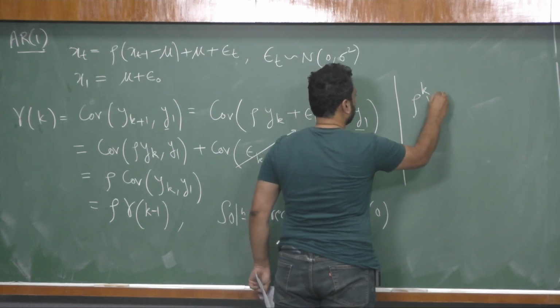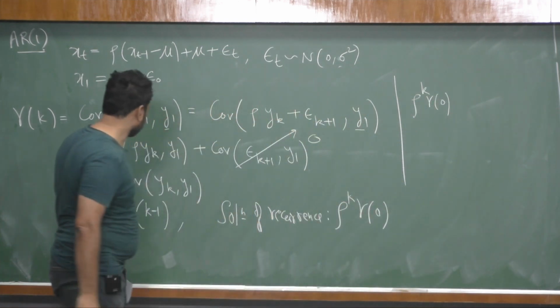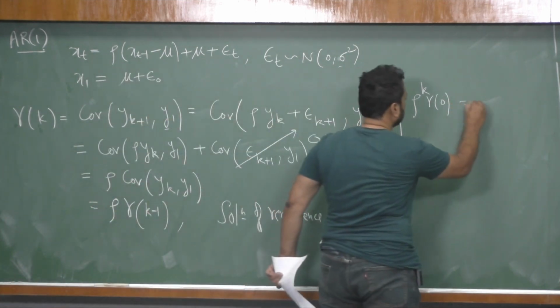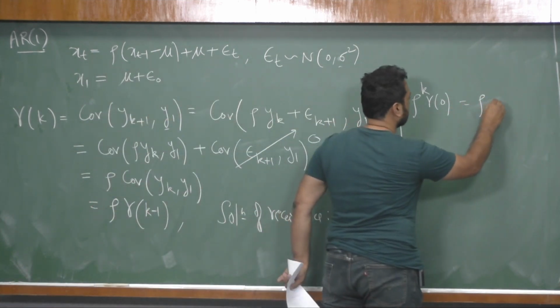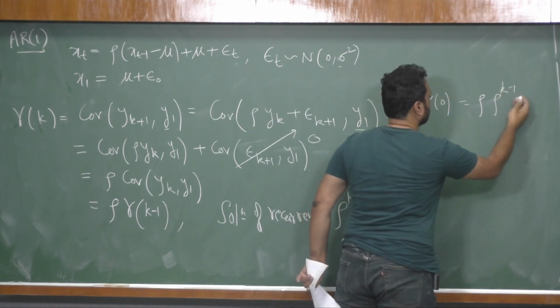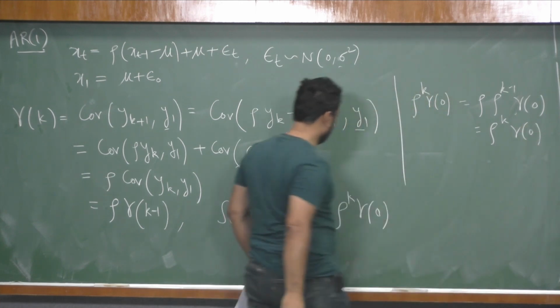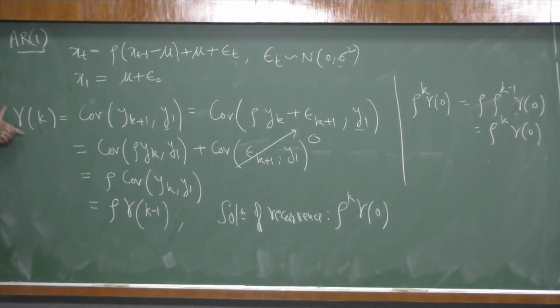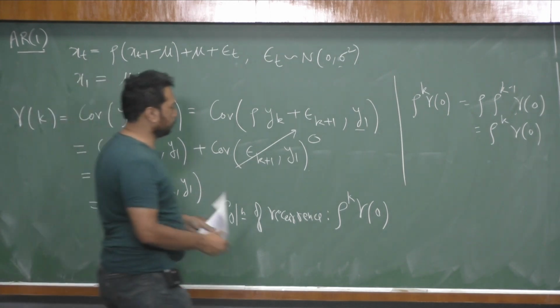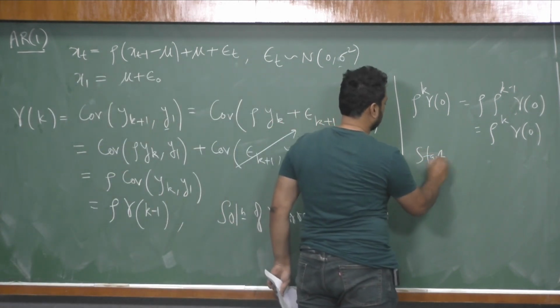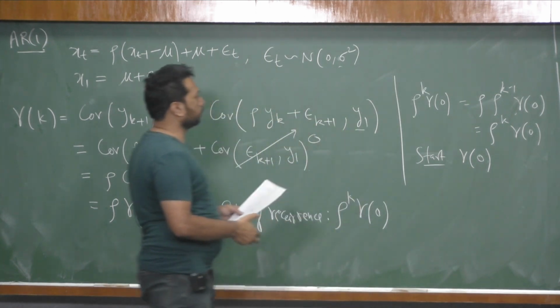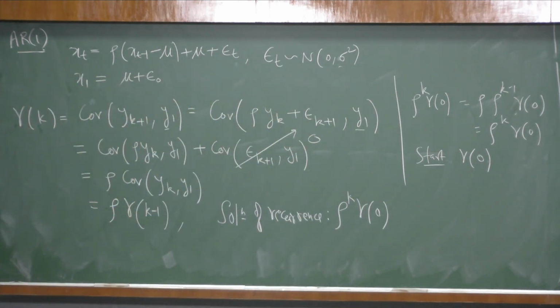So rho^k gamma_0, and then if we look at the right hand side, we have rho and gamma_{k-1}. So gamma_{k-1} is rho^{k-1} gamma_0. So this is also rho^k gamma_0, and the starting value of gamma_k is gamma_0. Okay, so the starting one is indeed gamma_0 for k equals 0. So this solution makes sense. Okay, so this is the solution of this recurrence.